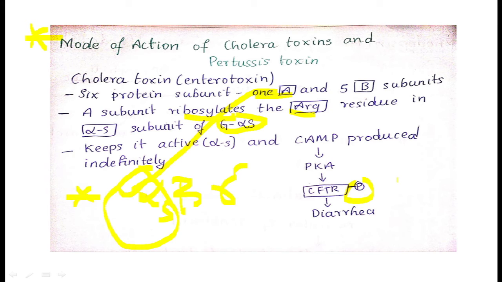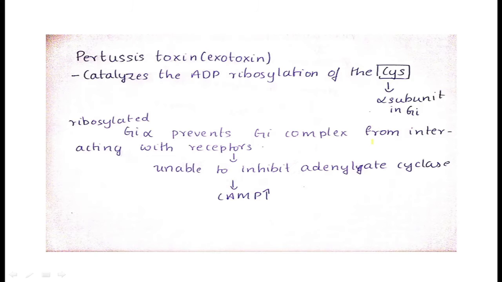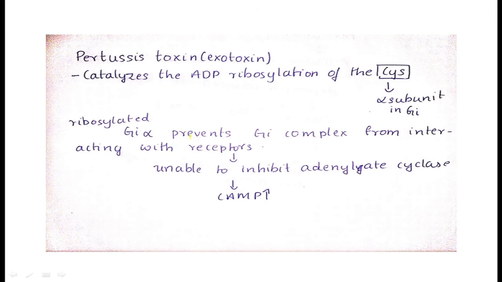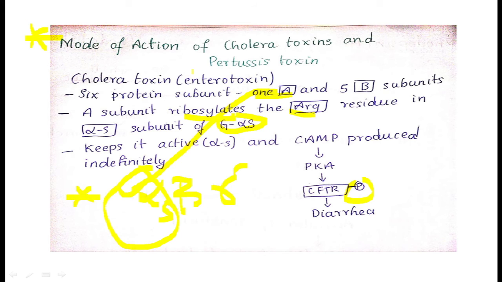Next, pertussis toxin, a similar one. Here the cysteine residue in the G I is being ribosylated. I will repeat the difference. In cholera toxin, it is the G alpha S that is being ribosylated at the arginine residue, and the CFTR channels are opened.